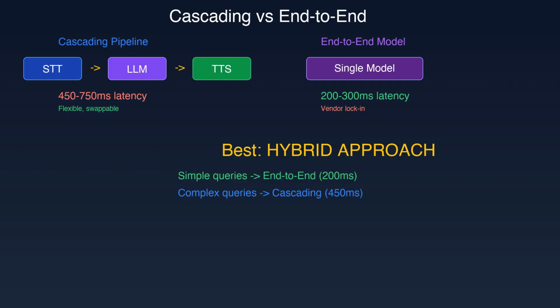Pipecat makes building a voice agent straightforward in 50 lines of Python. At scale, self-hosted voice AI can be 100 times cheaper than API-based. And the hybrid architecture, end-to-end for simple, cascading for complex, is the winning pattern in 2026.